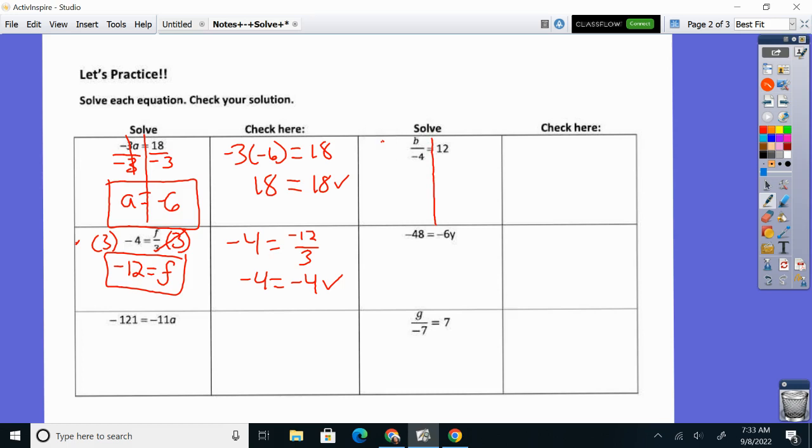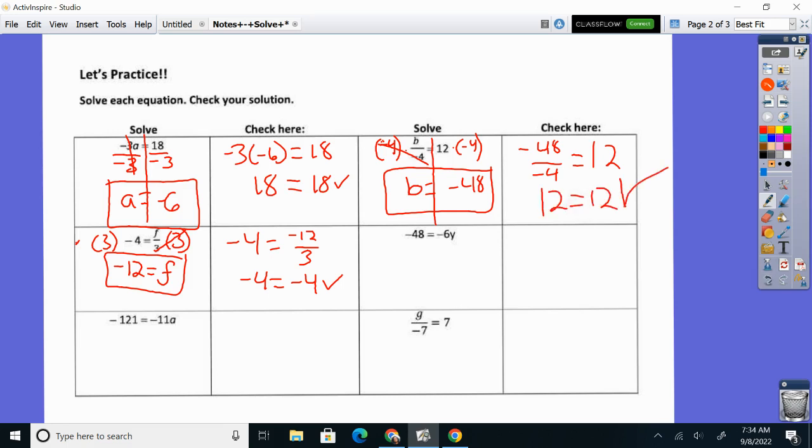This one here says B divided by -4 equals 12. So the opposite of divided by -4 is to multiply by -4. And I'm using parentheses for multiplication, but you can use the dot. So -4 divided by -4 cancels. So I'm left with B equals -48. So if I plug the -48 in, I'd have -48 divided by -4, which equals 12. So 12 equals 12. So this one is correct.